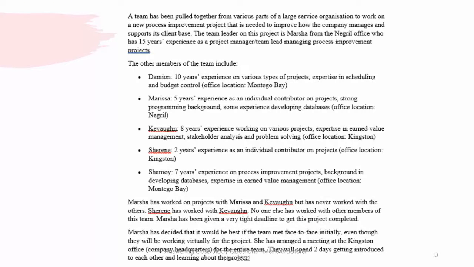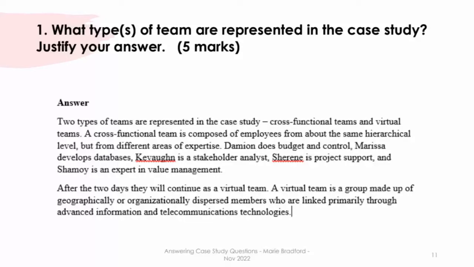And this is the case. This is a very short case, but this is the case, and it has been a whole heap of information. If you realize that even though it is short, it is very compact. A lot of information is there to work with. So I'm going to start with the first question. What types of team are represented in the case study?